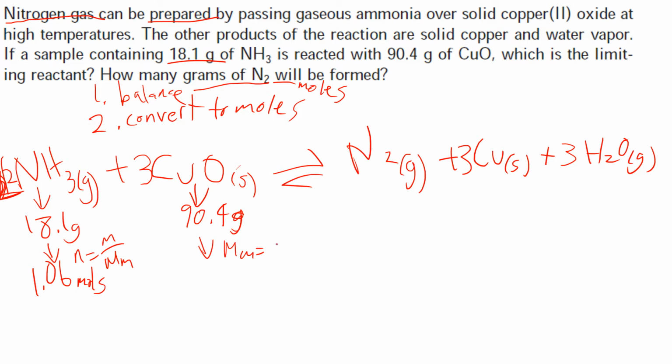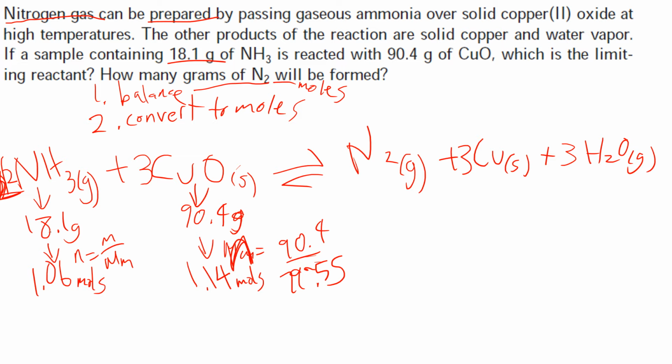So we have 79.55 grams per mole, and we divide 90.4 by that. Oh, my bad. This should be moles now. So moles is equal to 90.4 grams divided by 79.55, and we get 1.136, 1.14 moles. Okay. Now we have to ask ourselves which one's the limiting reagent.